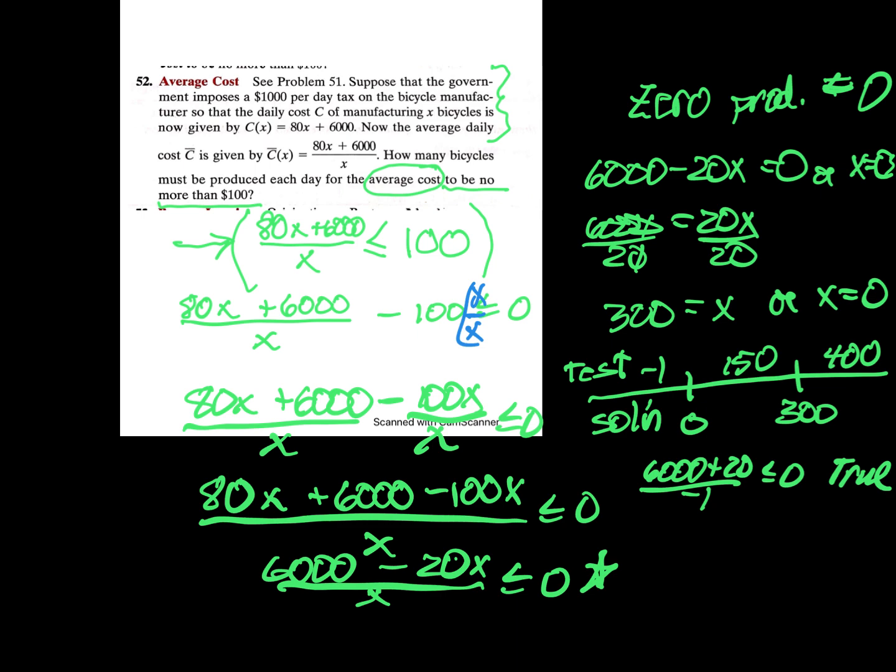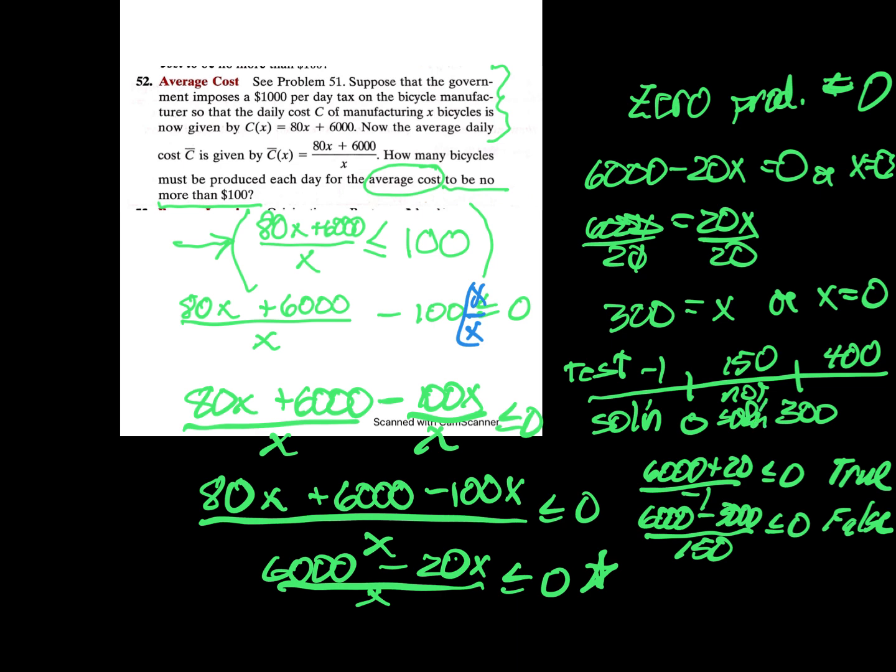And then we plug in 150. So 6,000 minus 3,000 over 150. Is that less than or equal to 0? Well, we'll have a positive divided by a positive. That's positive, so that's false. All right? So this is not a solution.